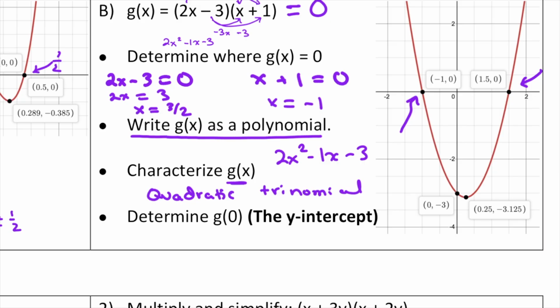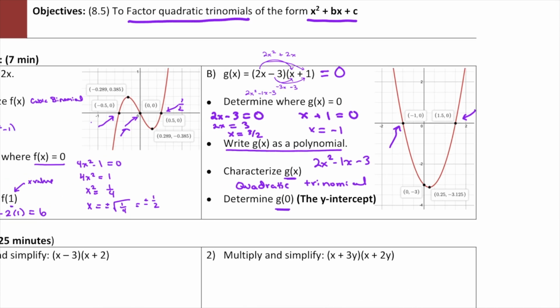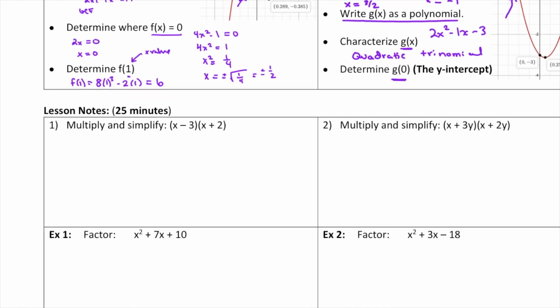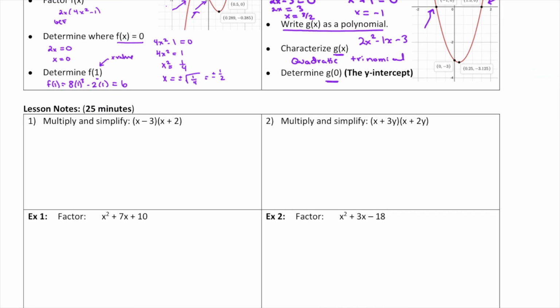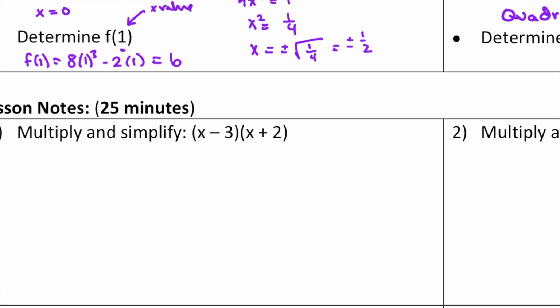For the last part of the problem, find g at 0. That is your y-intercept. Okay, so get warmed up, multiply questions 1 and 2. And when you multiply questions 1 and 2, think about the actions that occur, especially think about your middle terms. And then check your work.